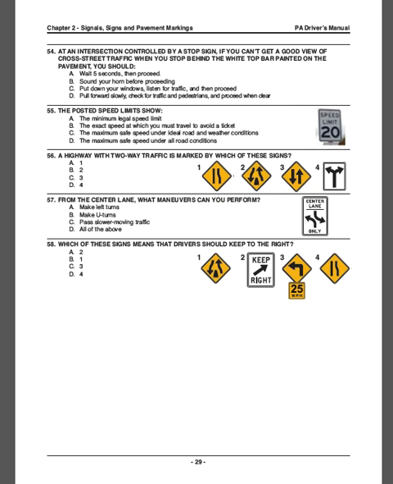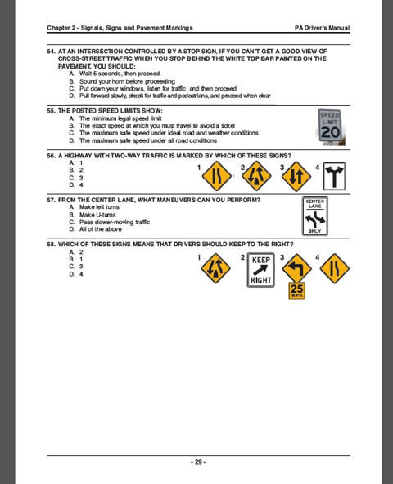56. A highway with two-way traffic is marked by which of these signs? A, sign number 1. B, sign number 2. C, sign number 3. D, sign number 4. The answer is letter C. The two-way arrows illustrate a highway with two-way traffic.